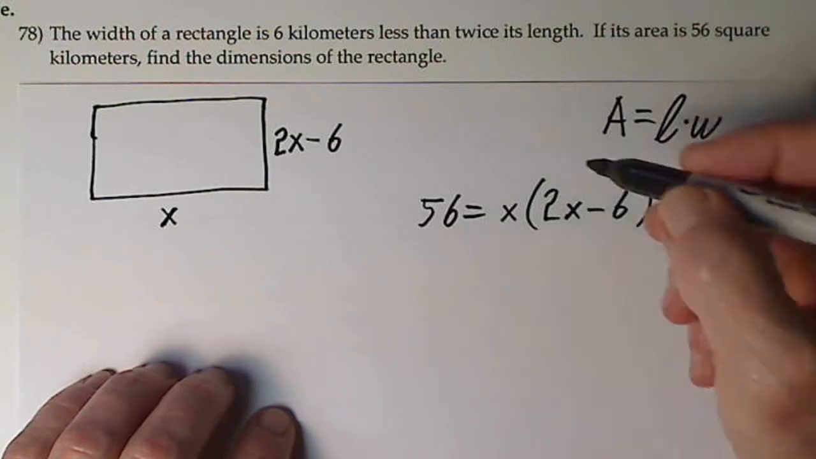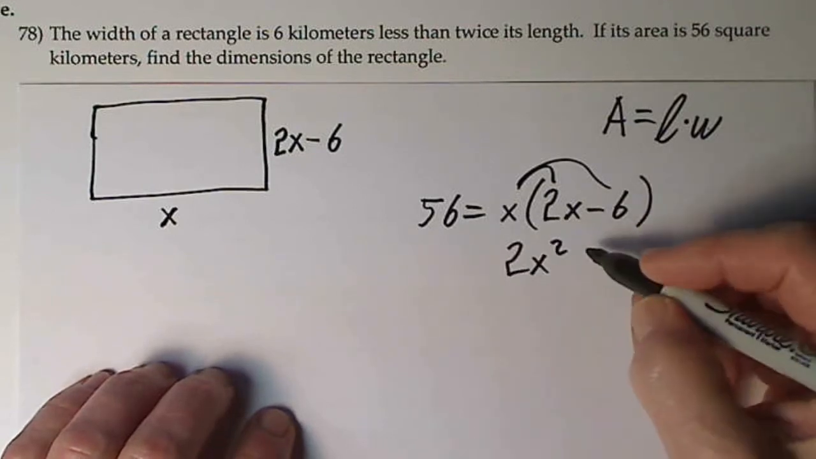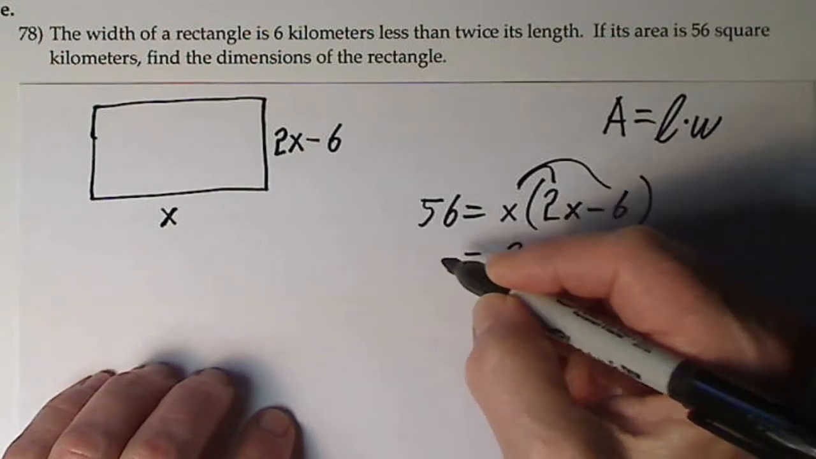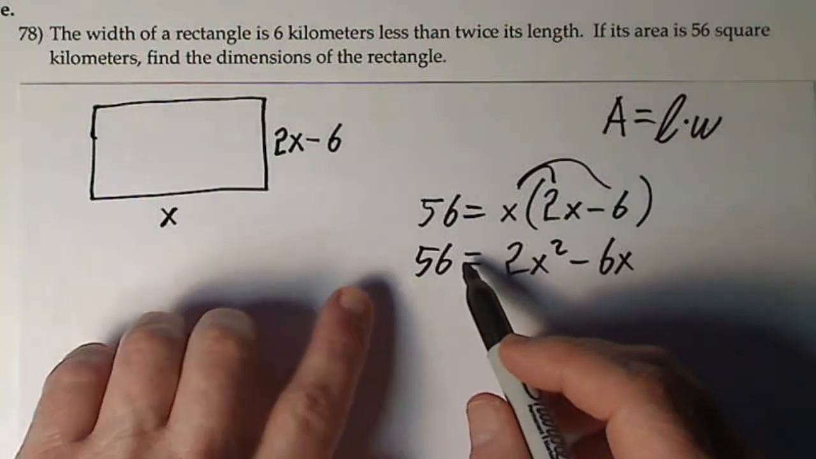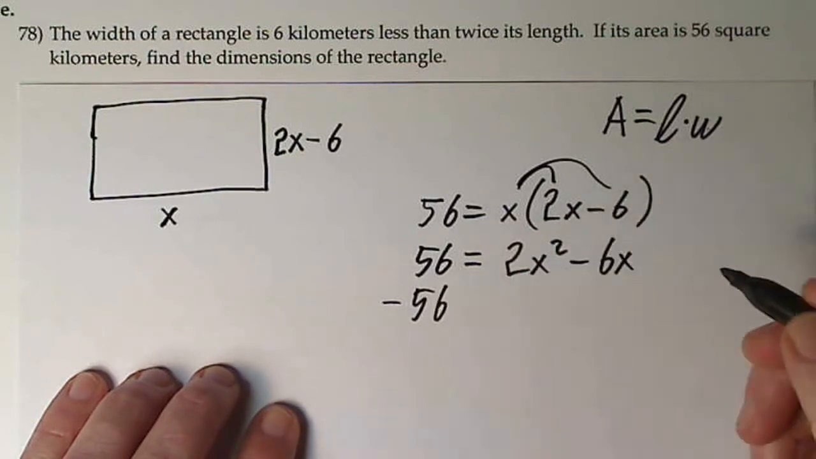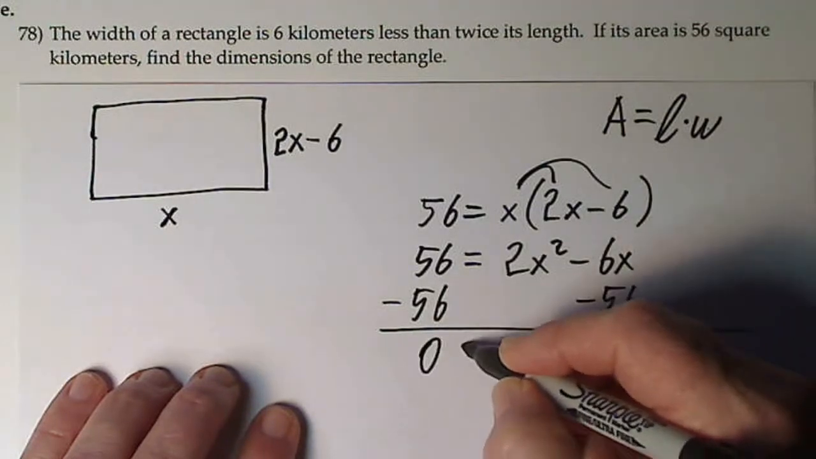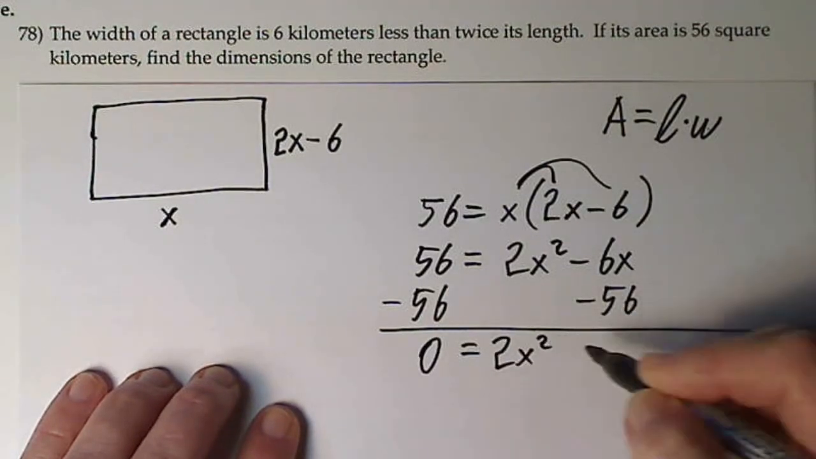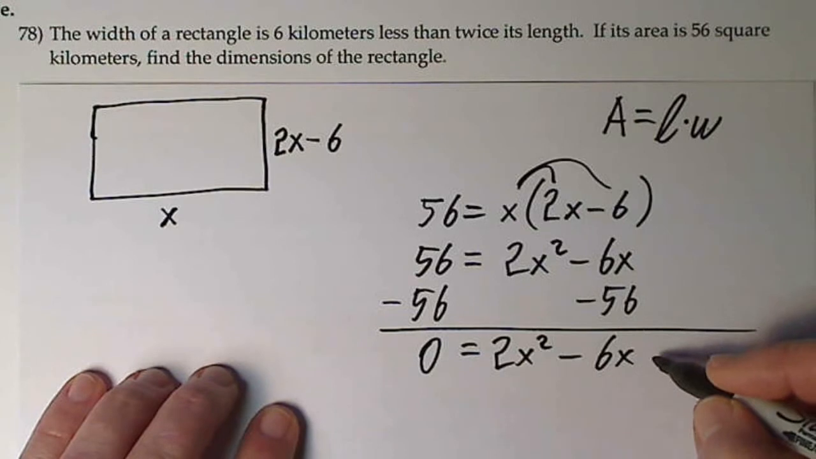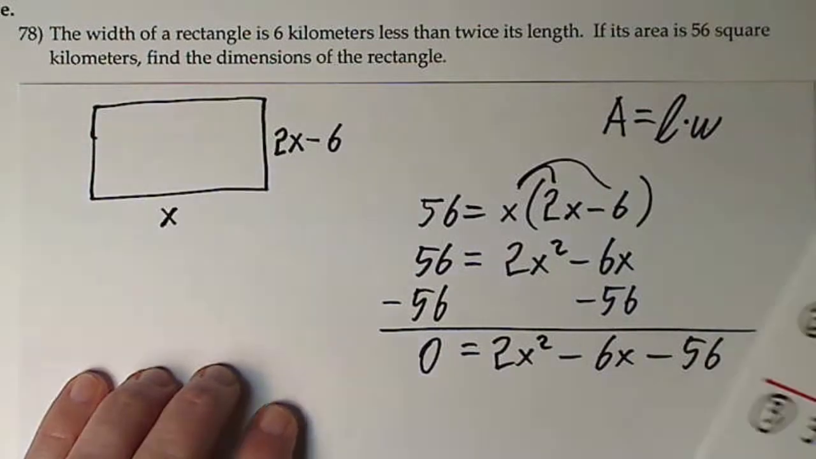In order to combine it, I've got to get rid of the parentheses. So you send in your x, you get 2x squared minus 6x. So I've gotten rid of the parentheses. And now you want it equal to 0, so you can use the zero factor property. So get rid of 56. So you have 0 equals 2x squared minus 6x minus 56.